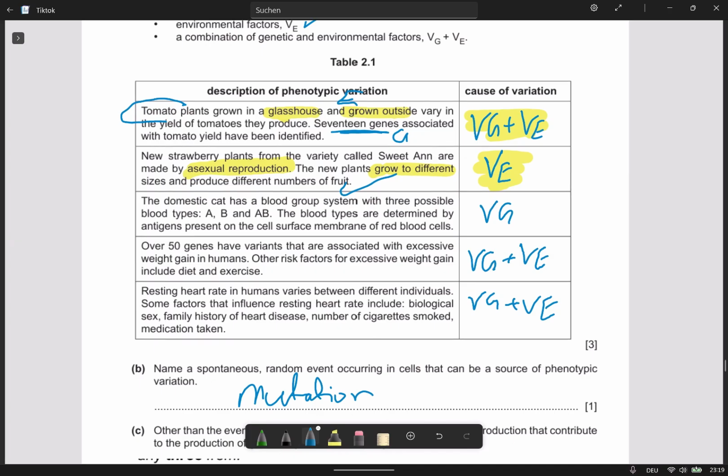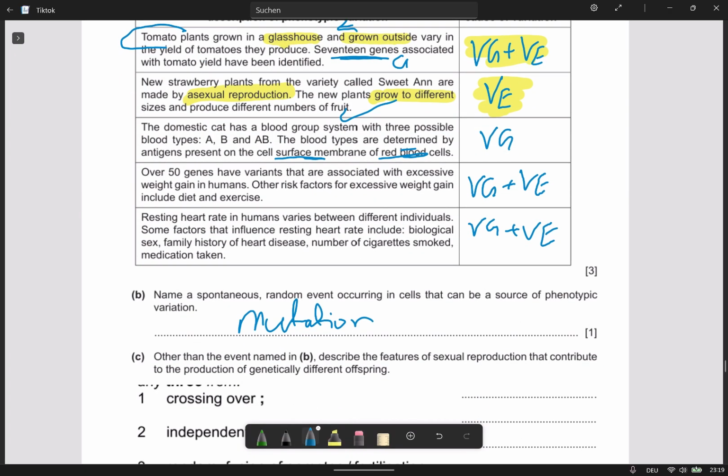Then here it says the domestic cat has a blood group of A, B or AB. The blood types are determined by the antigens present on the surface membrane of the RBC. That's obviously genetic, because blood group is genetic. Here, over 50 genes have varieties that are associated with excessive weight gain. Other risk factors are diet and exercise. So that's basically genetic and environmental effect.